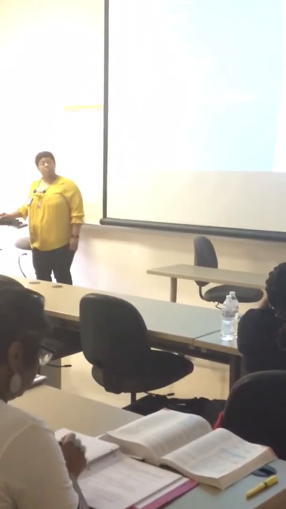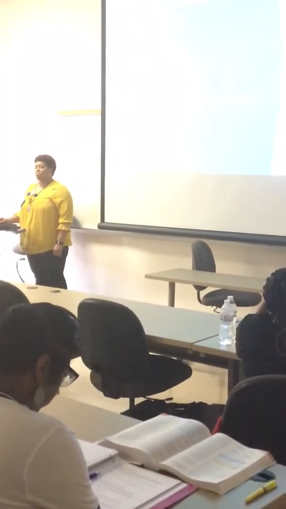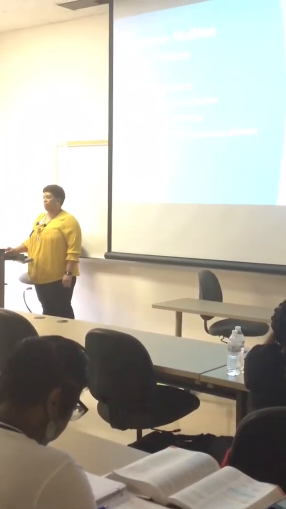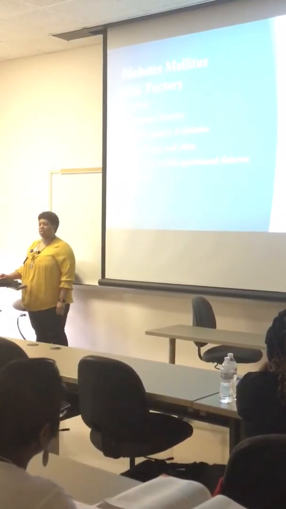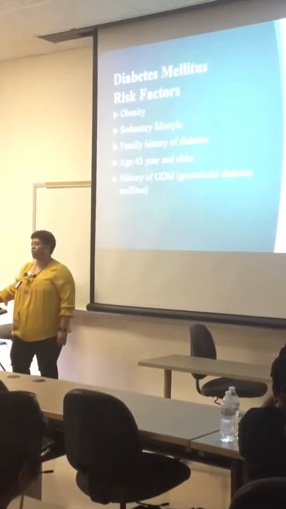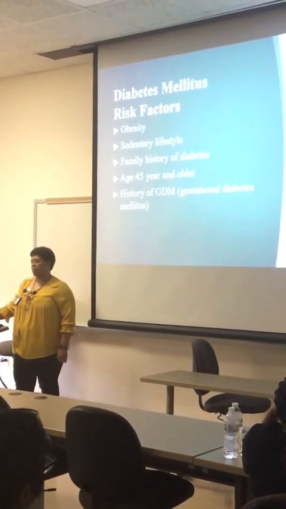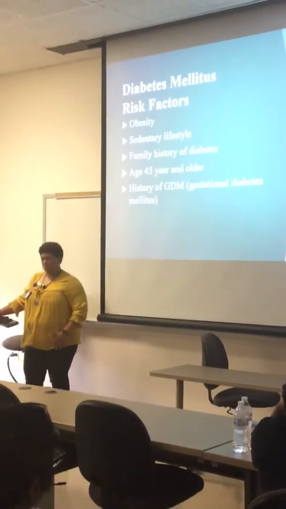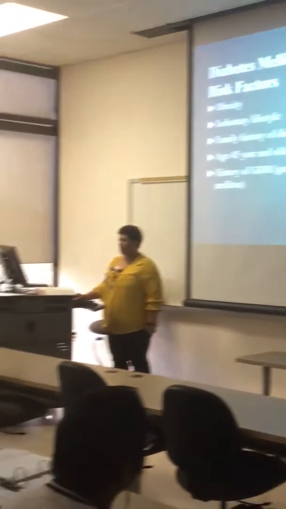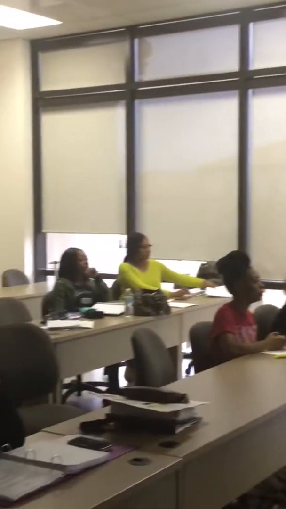Our risk factors. Obesity is a risk factor of diabetes. Sedentary lifestyle, family history of diabetes, being age 45 and older, and a history of gestational diabetes. Why do you think obesity? Because of the increase in the weight, right? A sedentary lifestyle meaning they're what? They're not getting out, they're not exercising, they're not physically active.